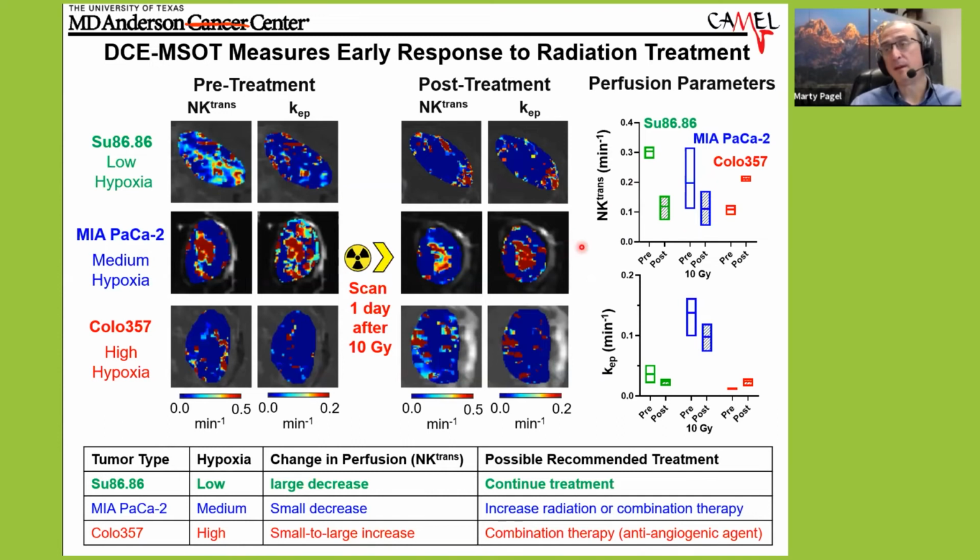This is a very easy method in our laboratory now. It's all publicly available. And so I really think there's opportunities that DCE MSAT can replace DCE MRI for a lot of small animal imaging. I think the precision is better than in MRI.